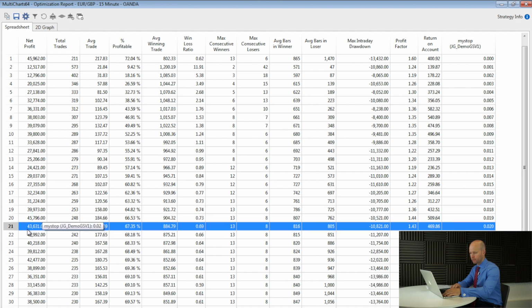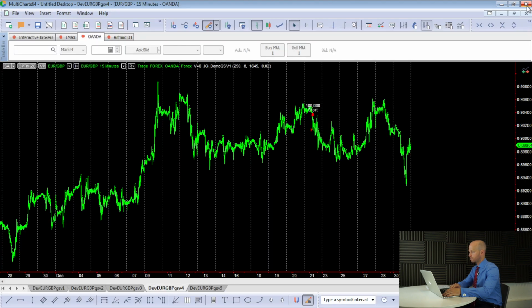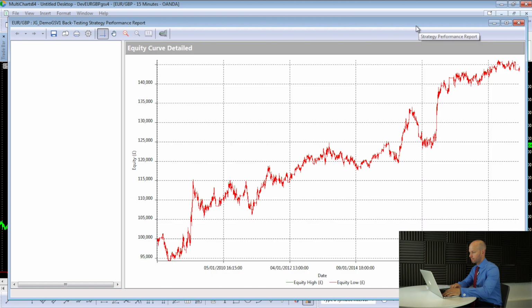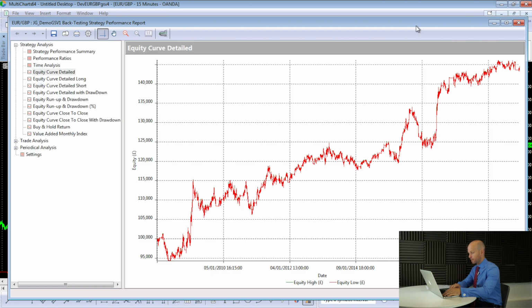We've got a slight reduction in the net profit and a reduction in the average trade. But we do need a stop loss, and the stop loss does give us less max intraday drawdown. We've only got 10,800 as opposed to 13,400. So let's use 200 pips for the stop loss. And looking at the equity curve, it's very similar. We already know our numbers in terms of net profit and average trade because we've just seen those. And that's about as far as I want to go with the development of this strategy.